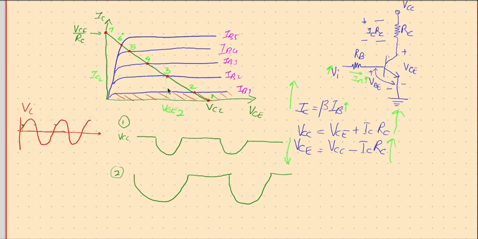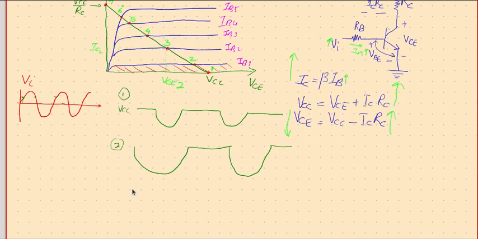Now what happens if we are at point 3? If we are at point 3, the situation is different. Definitely for the positive cycle, we are going to get a negative output because VCE decreases as IC increases. So this decreases from VCC.